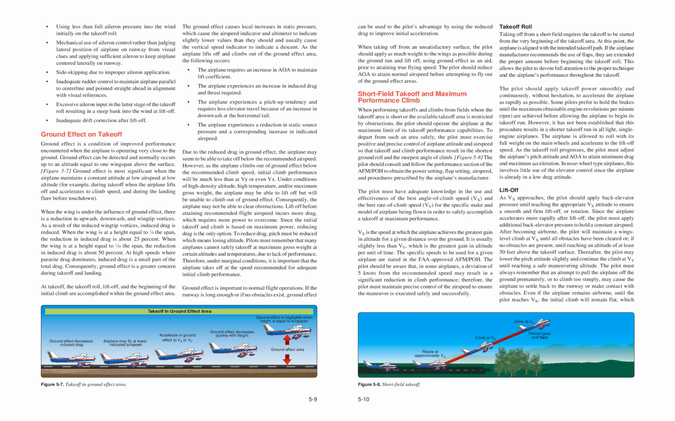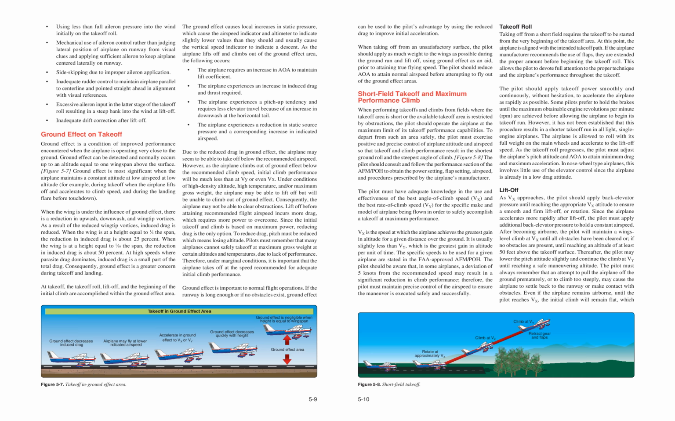Short field takeoff and maximum performance climb. When performing takeoffs and climbs from fields where the takeoff area is short or the available takeoff area is restricted by obstructions, the pilot should operate the airplane at the maximum limit of its takeoff performance capabilities. To depart from such an area safely, the pilot must exercise positive and precise control of airplane attitude and airspeed so that takeoff and climb performance result in the shortest ground roll and the steepest angle of climb.